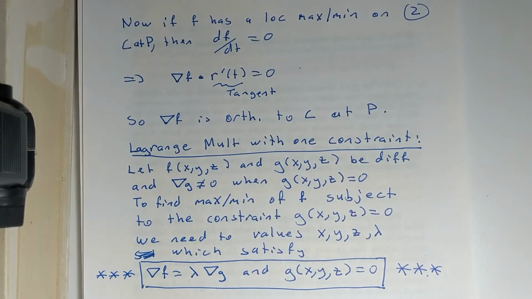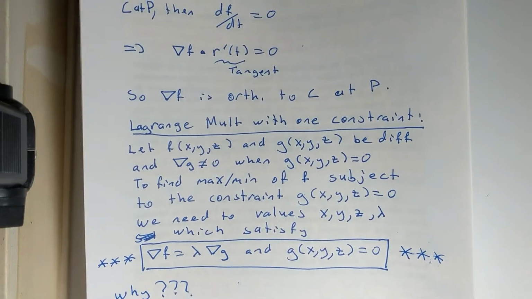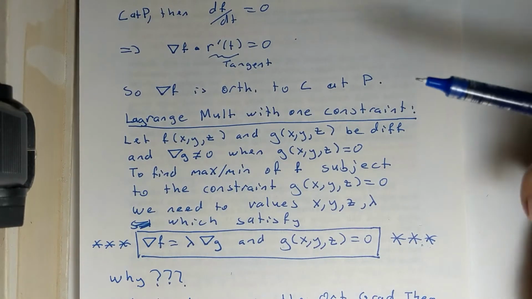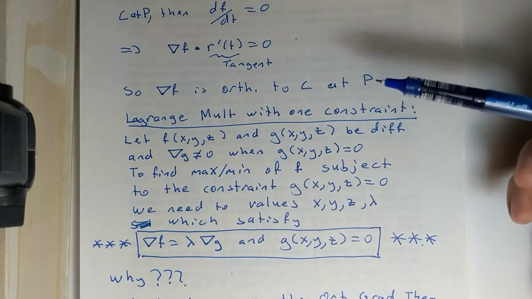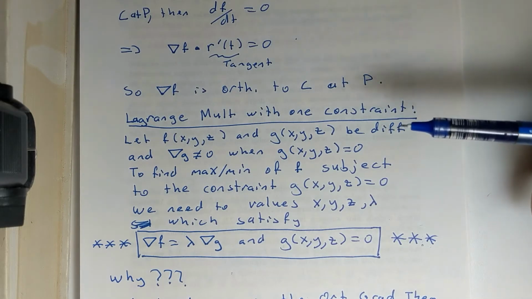Okay, so great. So this is something weird. The gradient of f has to be perpendicular to the curve when we have a maximum or minimum on the curve. But how am I going to find this point? How is this going to help me identify those two points? That's where Lagrange multipliers come in. We're going to first do Lagrange multipliers with just one constraint, and then generalize from there.